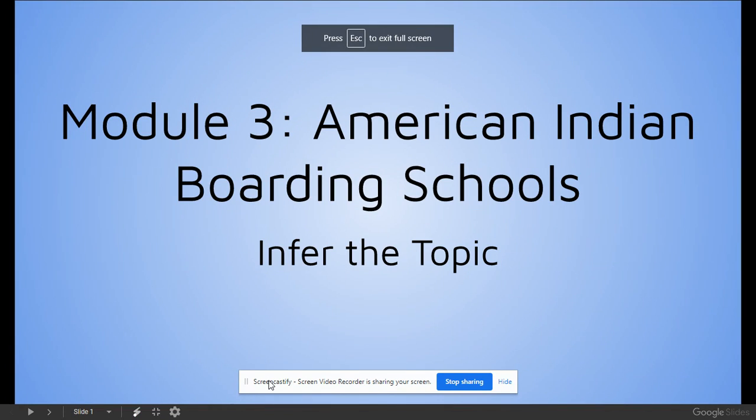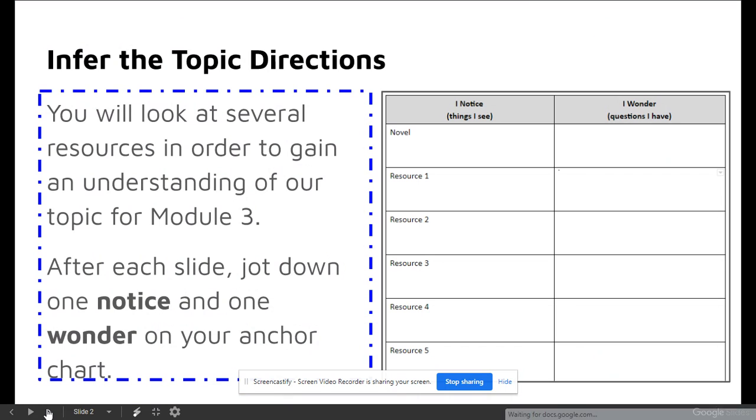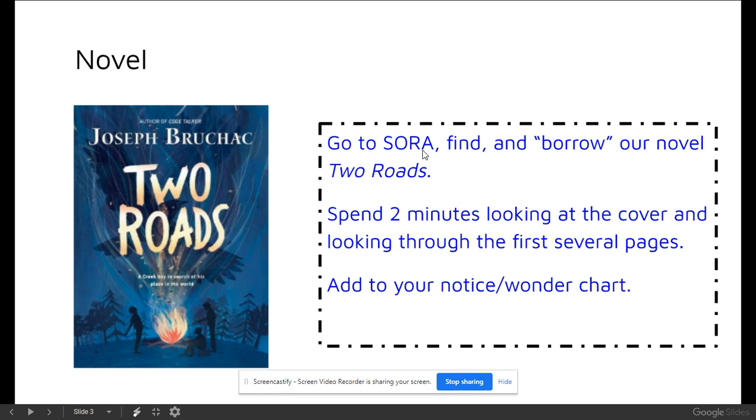And we went through these slides and discussed and analyzed them together as a class. Again, the directions: look at several resources in order to gain an understanding of our topic for module 3. After each slide, jot down 1 notice and 1 wonder. So the very first resource is the novel itself.